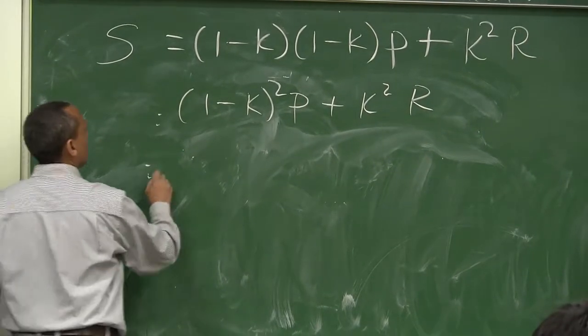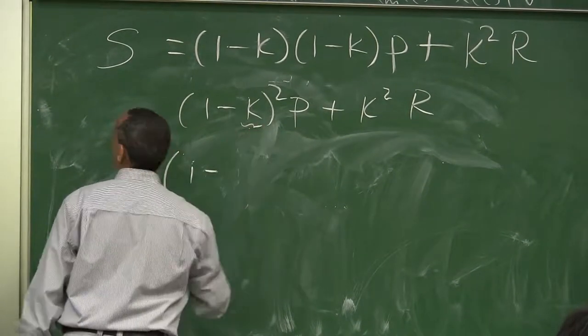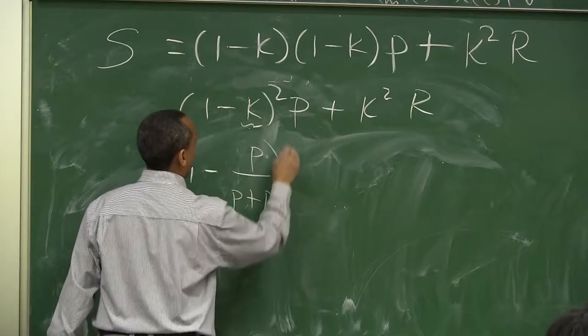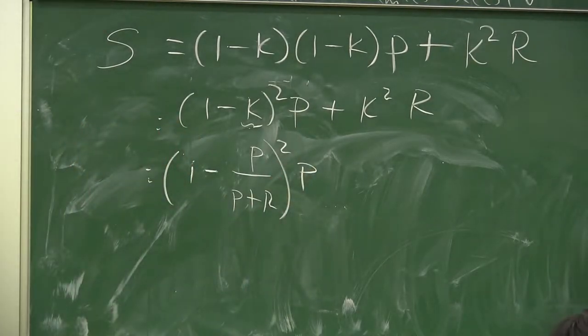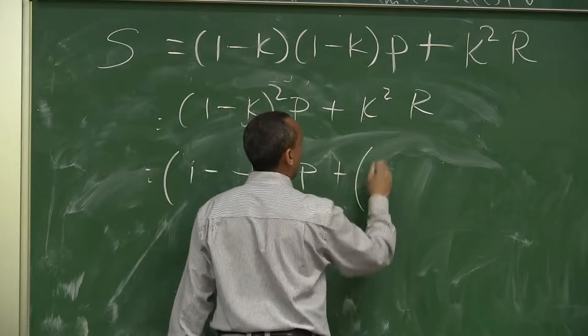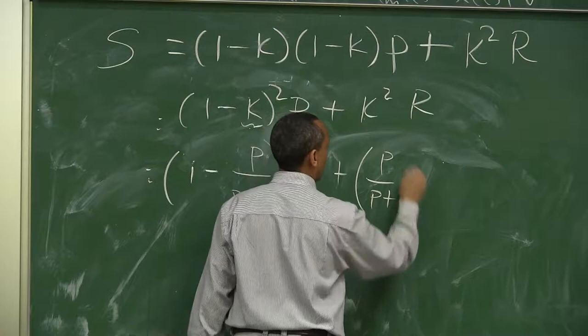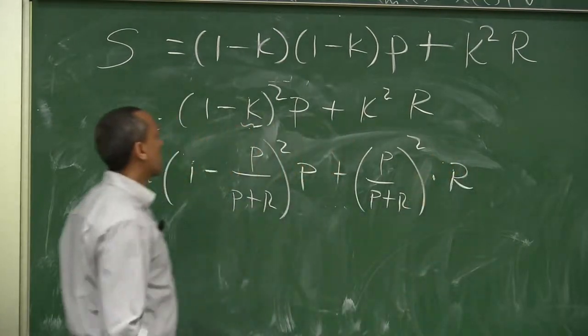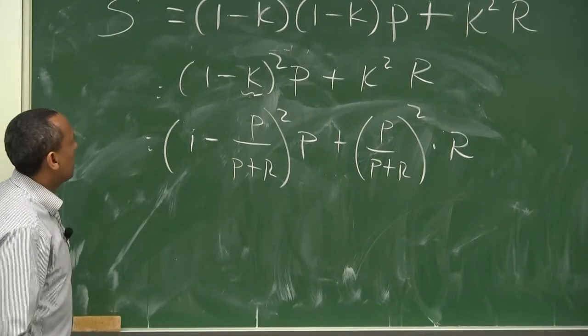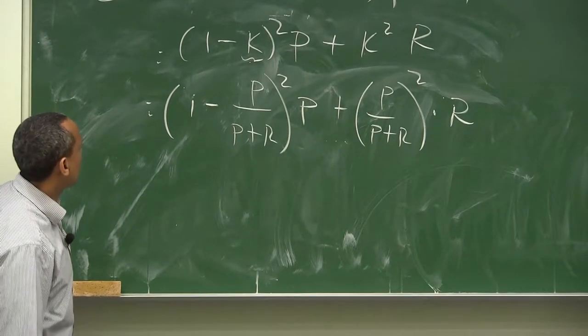So now we know this is 1 minus, and what's k? P over P plus R, times this one. Okay, plus now k is P over P plus R, the whole square, into R. I'm trying to find a decent way of simplifying this one.